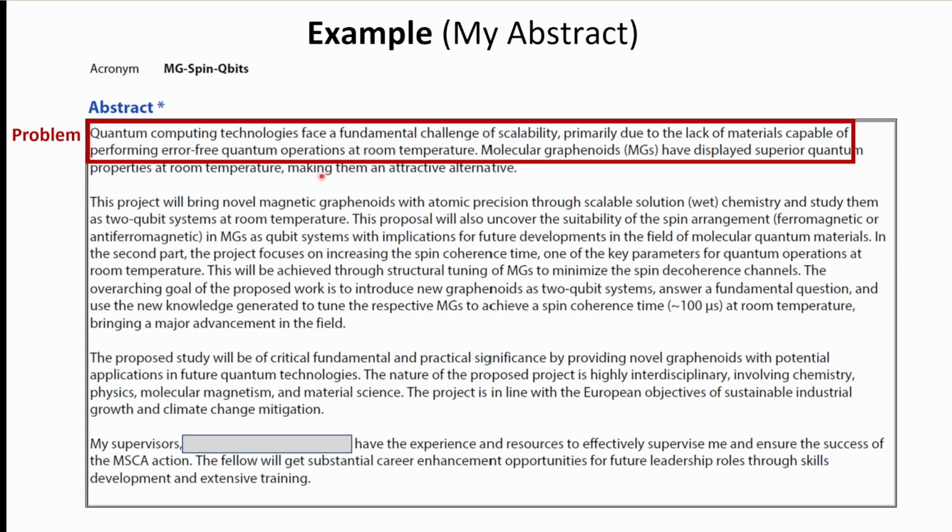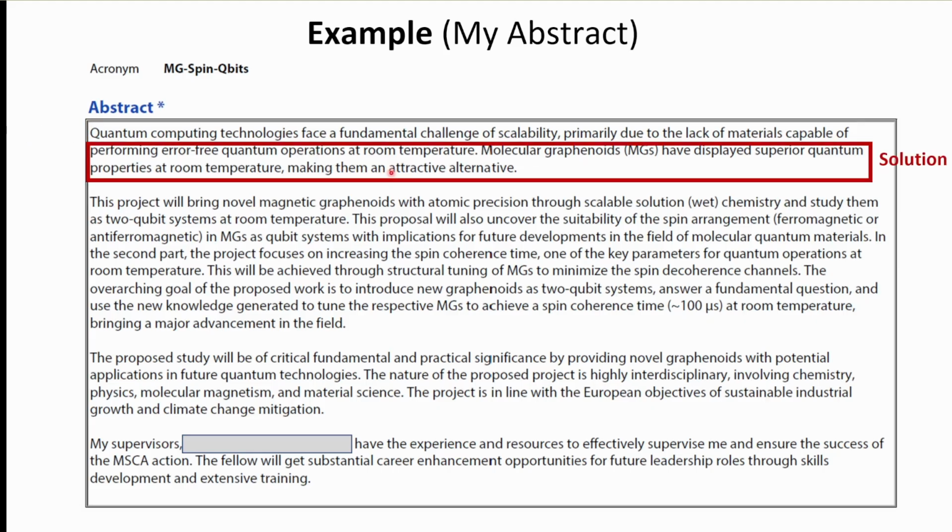So this was the challenge or the problem that I wrote in one sentence for a non-expert audience. And then I said what is the current state of the art in my field, like what is the solution that current efforts are pursuing: molecular graphenoids have displayed superior quantum properties at room temperature, making them a better alternative. So this is how I pitch. In just two brief sentences, I conveyed the message of what I'm going to do.